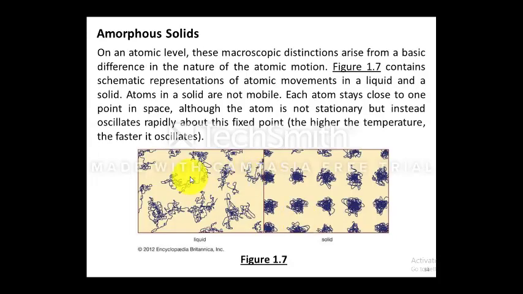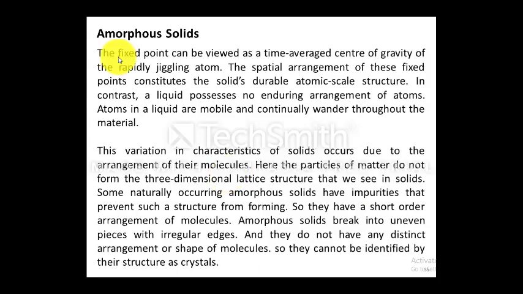Here is a picture. We can see atoms and molecules in a liquid, and atoms and molecules in a solid. We can see the atoms or molecules are orderly arranged in a solid, but they don't have any order in the liquid structure. In short, solids have atoms which are present at definite positions, but a liquid does not. This variation in characteristics occurs due to the arrangement of their molecules.